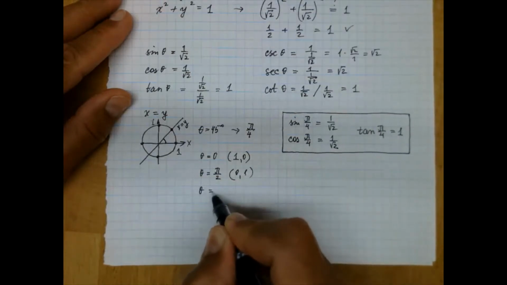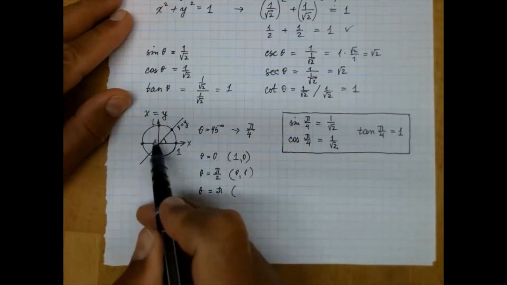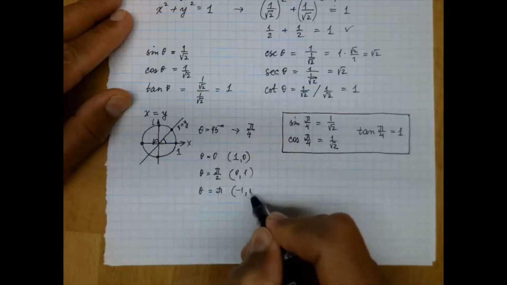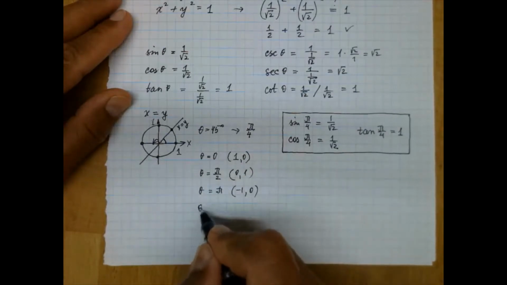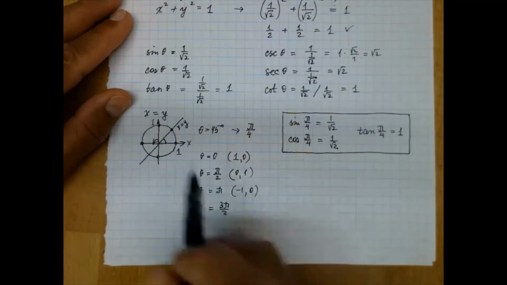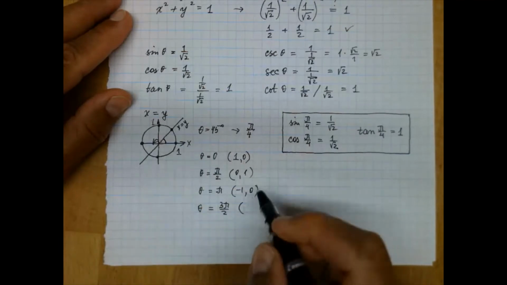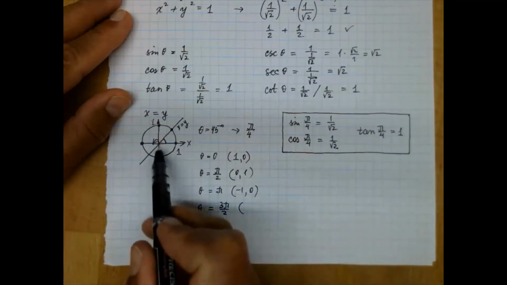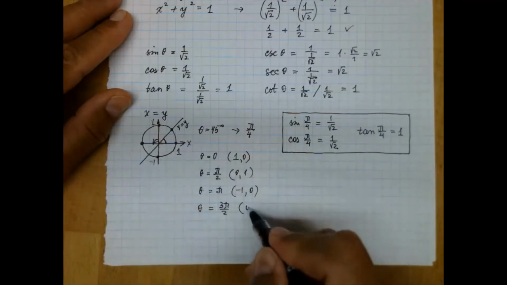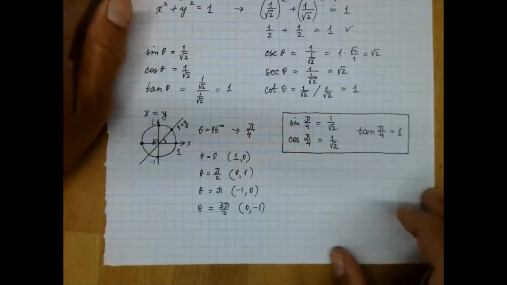Next one is pi, and that's going to be this point, right? The angle pi. And the point is going to have x equals -1, y equals 0. And the last one is theta equals 3 pi over 2. It's like pi plus pi over 2, 3 pi over 2. The point is going to have coordinates. X coordinate is 0, right? X is 0, and y is going to be -1. 0, -1. Knowing coordinates makes filling the table very easy.